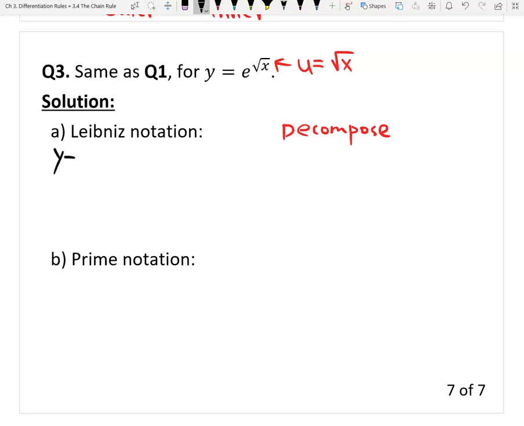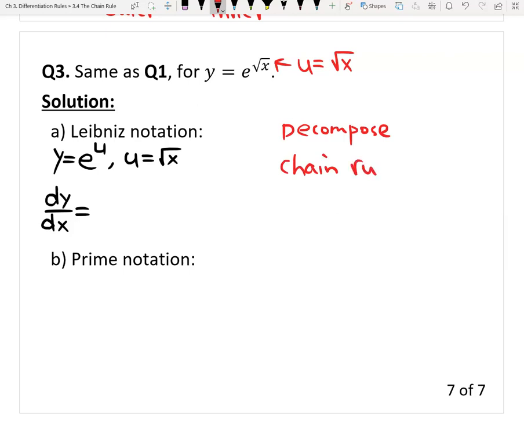I wrote the decomposition, which is y equals e^u, right? This is the outer. The inner is u equals what? Square root of x. See, very easy to do. Now I can use what? I can use the chain rule. So let me write the chain rule. dy/dx equals. All we need is to write the chain rule.